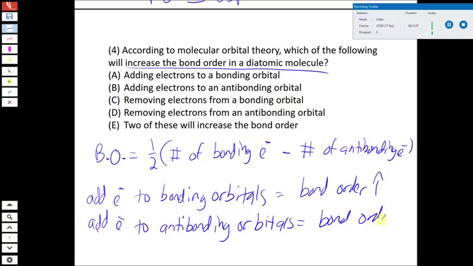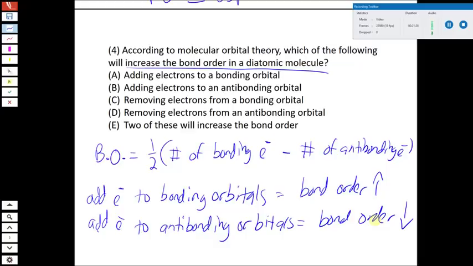So adding electrons to antibonding orbitals decreases the bond order. If we make this term larger, the overall bond order becomes smaller. But if we remove electrons from antibonding orbitals, that's another way for the bond order to go up, because antibonding electrons weaken the bond. If we have less of them, we're weakening the bond by less, so we're making it stronger. Sort of an addition by subtraction scenario in that case.